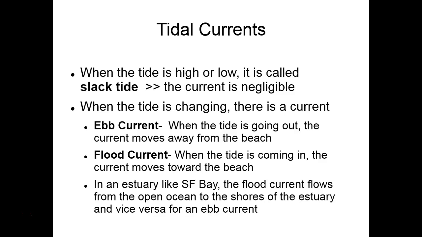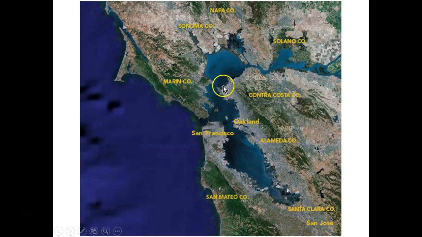Okay, in an estuary like San Francisco Bay, instead of just having the current flooding the beach or moving away from the beach, we actually have water moving throughout the bay, filling in all of the space and rising along the shorelines as well. So here we have the Pacific Ocean, and then we have San Francisco Bay. The tide is going to come in from the Pacific Ocean into San Francisco Bay, and then it's going to spread out and create this current.